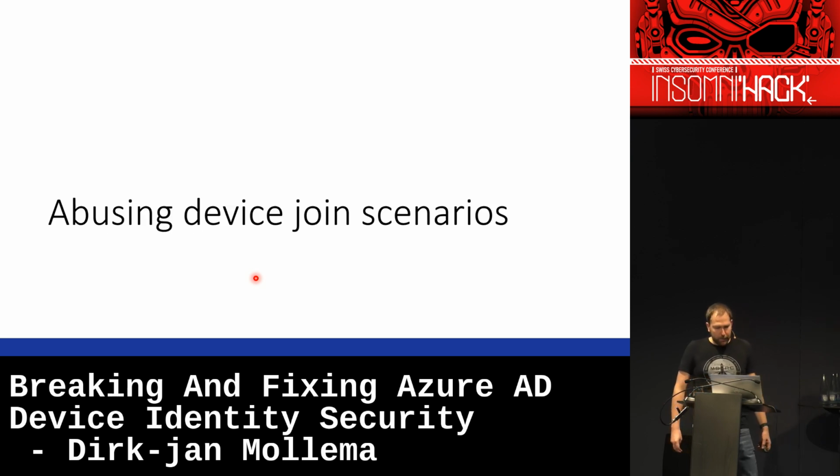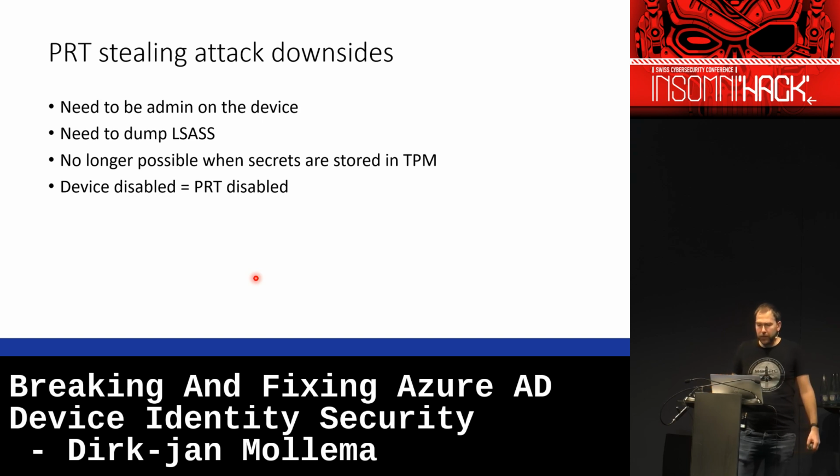So some other scenarios, there's more stuff we can do. Of course there's some downsides to what we've discussed previously. First, you need to be admin on the device. You need to dump LSASS, and dumping LSASS is something that a lot of EDRs are very interested in. So it's quite noisy if you're doing it as an attacker. If it's stored in the TPM, if it's modern security protected, then you can no longer steal it. You can also no longer pre-calculate these things. And of course, if the device is disabled, then any primary refresh tokens from that device are also disabled. So I wanted to come up with a new way to do this.